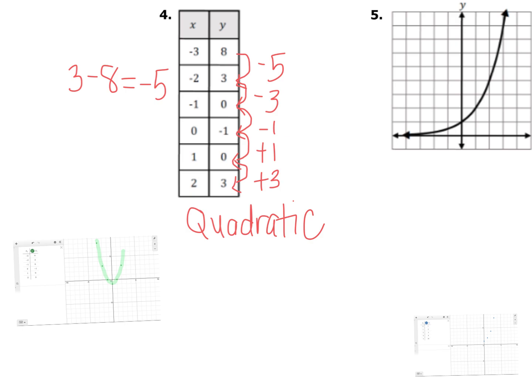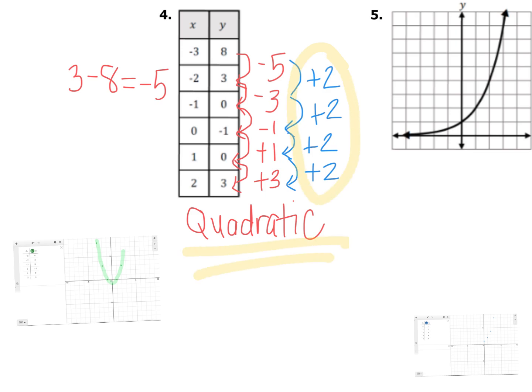Okay, so these are obviously not all the same, but we know that with quadratic, we look at the second difference. Well, to get from negative 5 to negative 3, I am going to add 2. To get from negative 3 to negative 1, I am going to add 2. From negative 1 to positive 1, I am adding 2. And from 1 to 3, I am adding 2. So because the second difference is adding 2 each time, that's what makes this table quadratic.